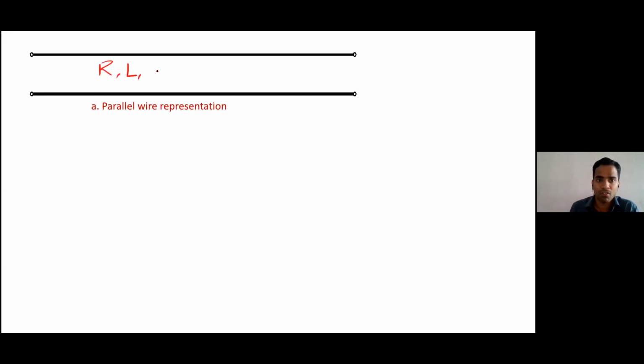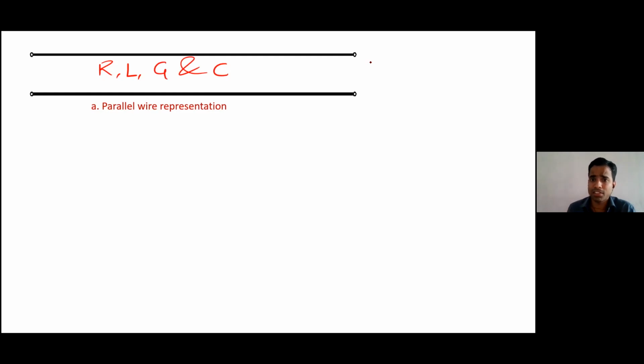Fine. So basically, this transmission line will have four things. It will have R, it will have L, it will have G, and it will have C. But then, where are they? This is just a two parallel conductor. So we have R, L, G, and C. But where are they? That is the question, right?